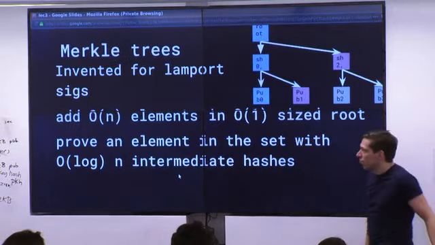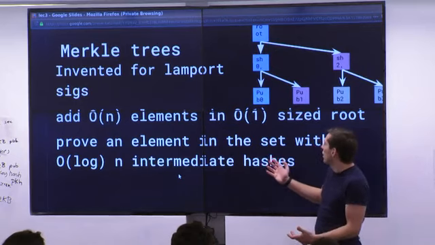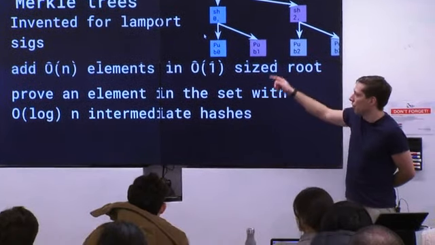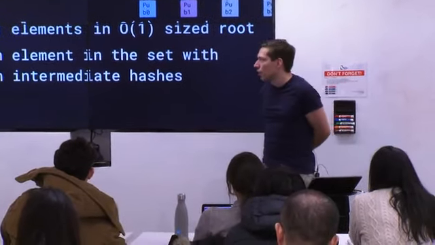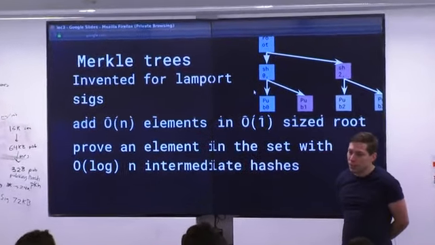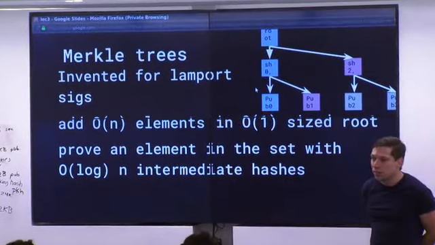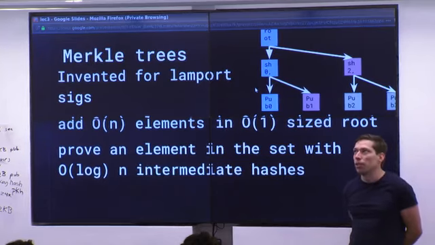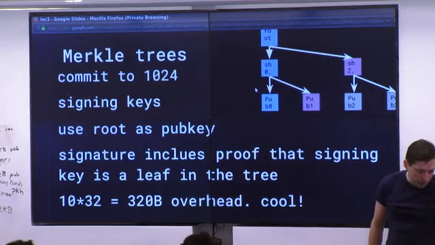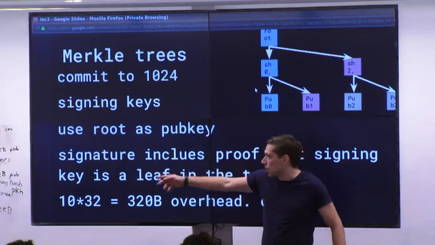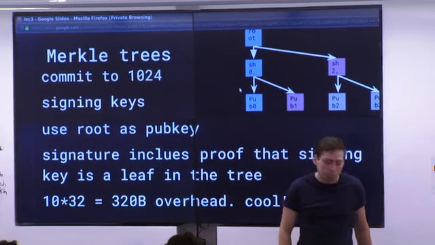So you can add O(n) elements, and the root stays the same size. The root stays 32 bytes regardless of how many leaf nodes you have. And you can prove an element with O(log n) intermediate hashes. So if you have 1,000 keys, your root stays 32 bytes, and your proofs are not too big, right? 320 bytes of overhead, which is a bunch smaller than a signature, right?